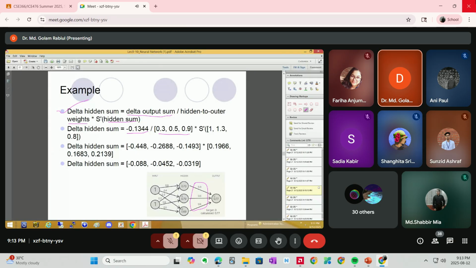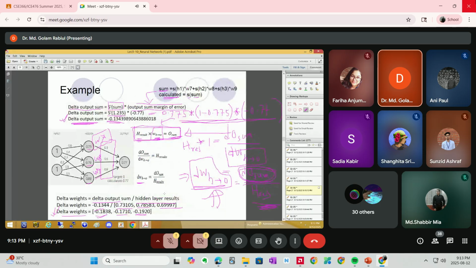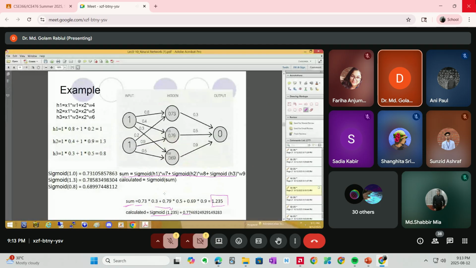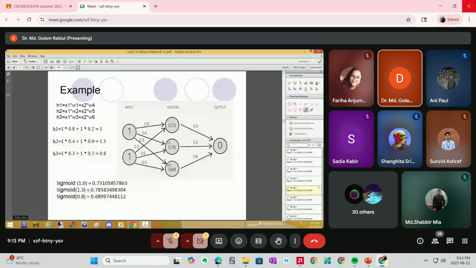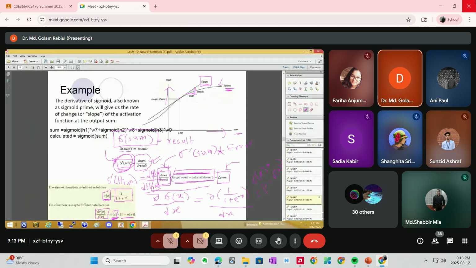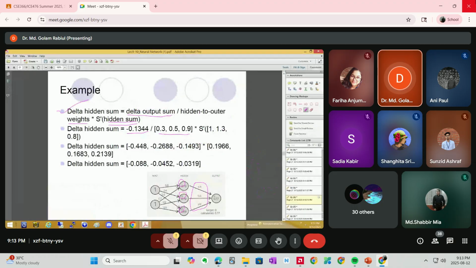And then the derivative of the sigmoid of the hidden sum. And what are the hidden sums? The hidden sums are just these: 1, 1.3, and 0.8. So those are the values of the hidden sum.